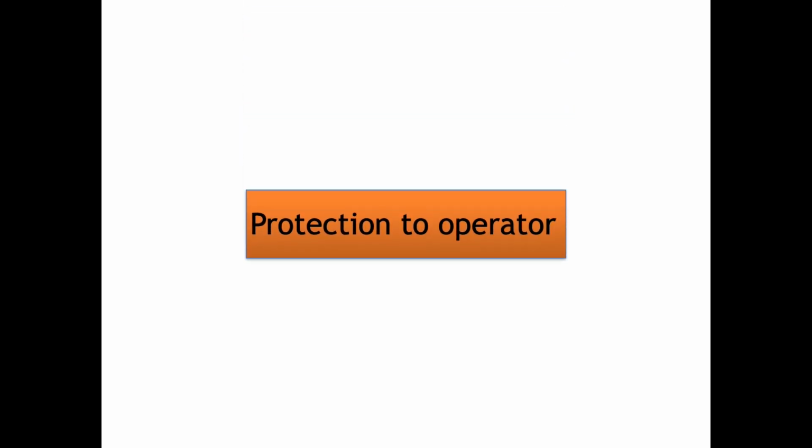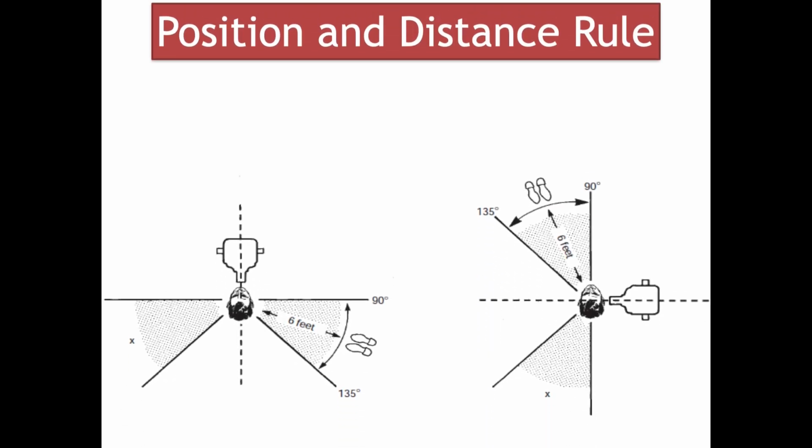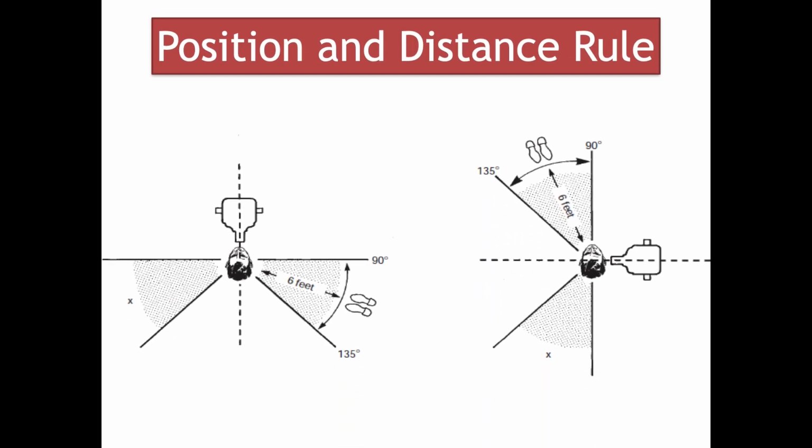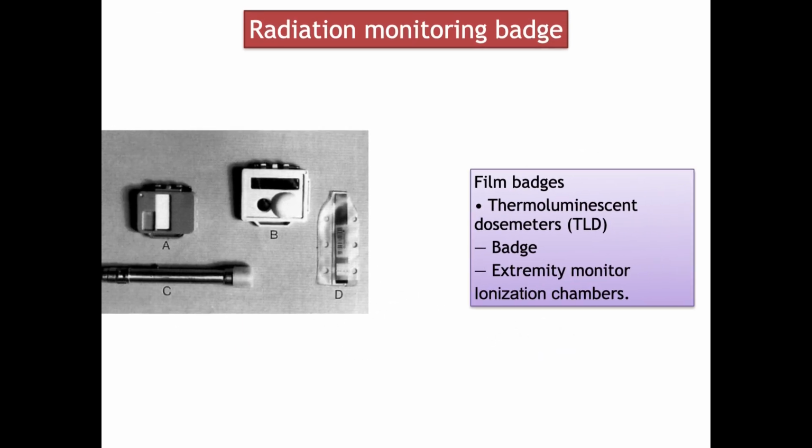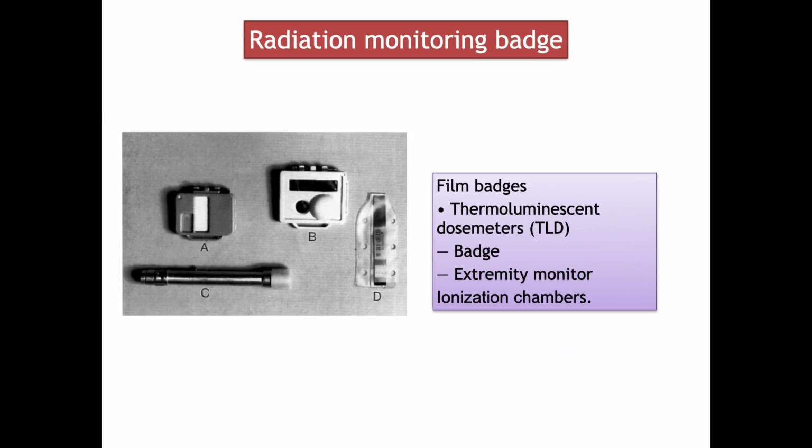Moving over to protection of operator, the principal aim is that the operator should be avoiding the primary beam, and this is brought about by the position and distance rule. Operator must stand 6 feet away and 90 to 135 degree away from the primary beam. Also, operator must use radiation monitoring badges so as to monitor the amount of radiation exposure of the operator, and these badges are worn on the chest region or on the waist region, which are periodically monitored.